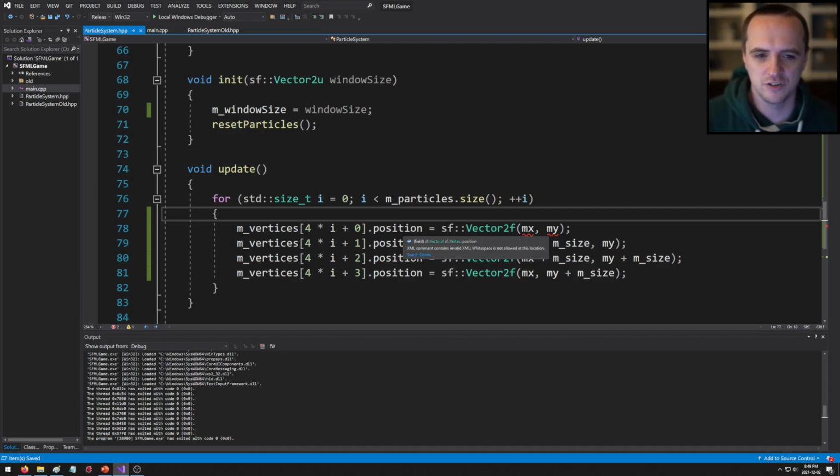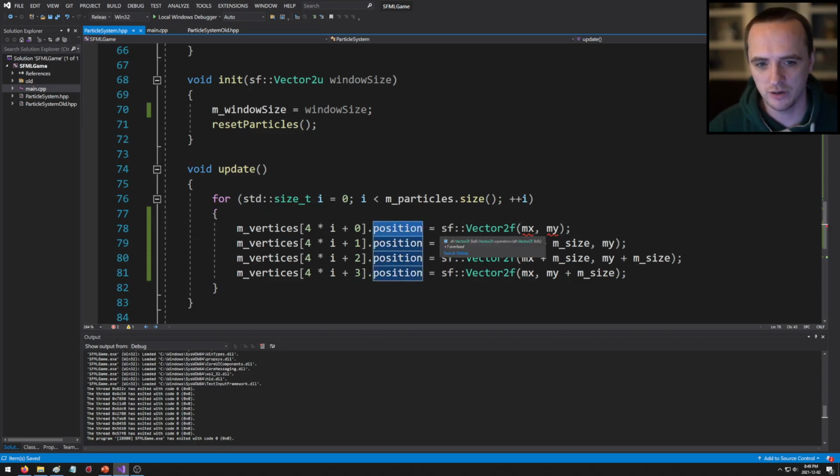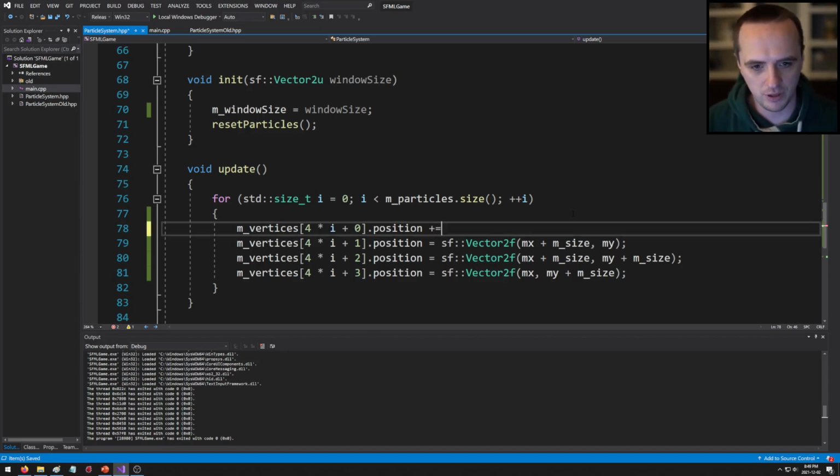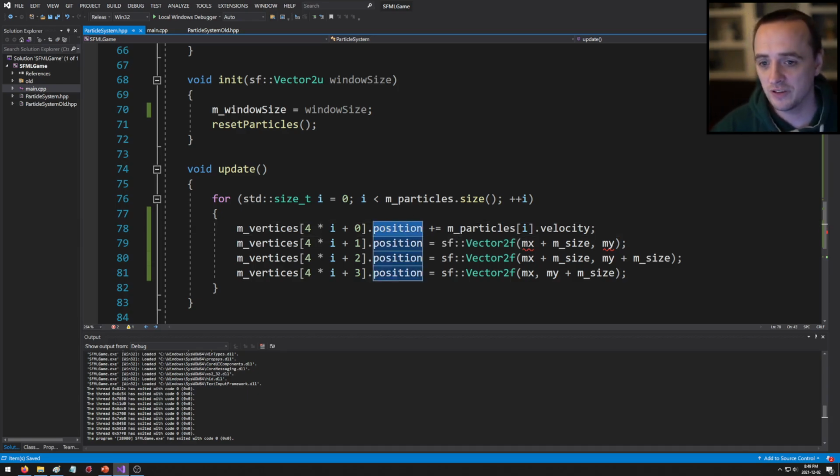And then what I have to do is add something to that, right? So the position of each one, I'm going to say plus equals particles[i].velocity. All right. So each of the positions of each of those vertices, right?